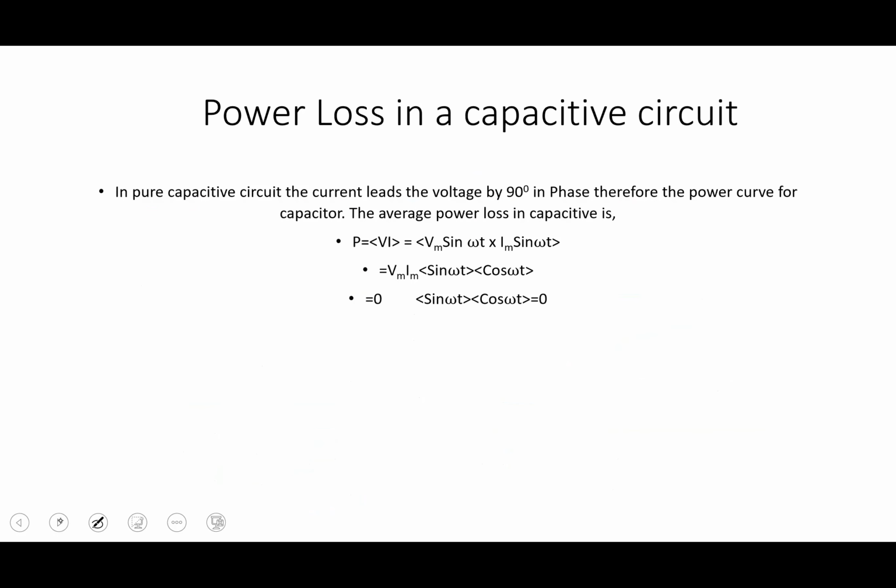The power loss in capacitive circuits. In a pure capacitive circuit, the current leads the voltage by 90 degrees, as we have seen. Therefore, the power curve of the capacitor gives the average power loss in the capacitor. That means if we take the average of these two sine values, or in the case of current, instead of sine it is cos omega t, because it was maximum at the zero point, so it was following the cos function. If we take the average of these two, the answer will be equal to 0. So the whole thing will be equal to 0, and the power in the case of a capacitor will be 0.